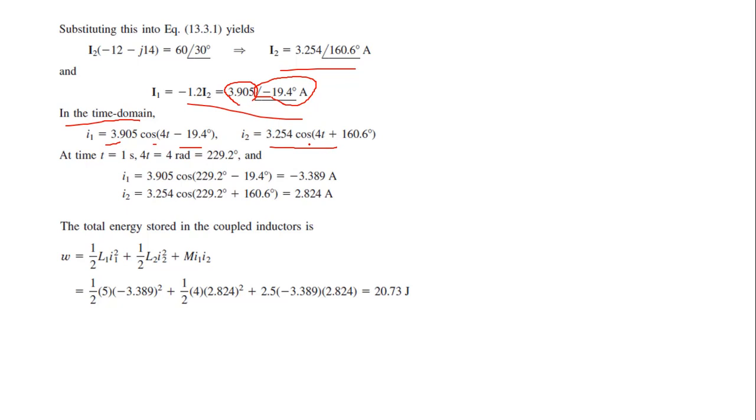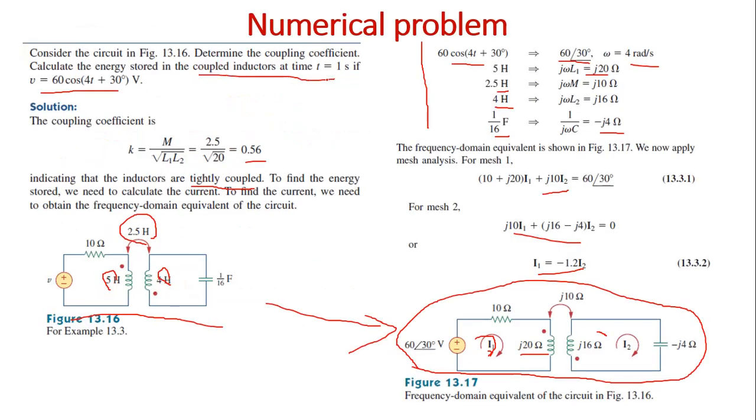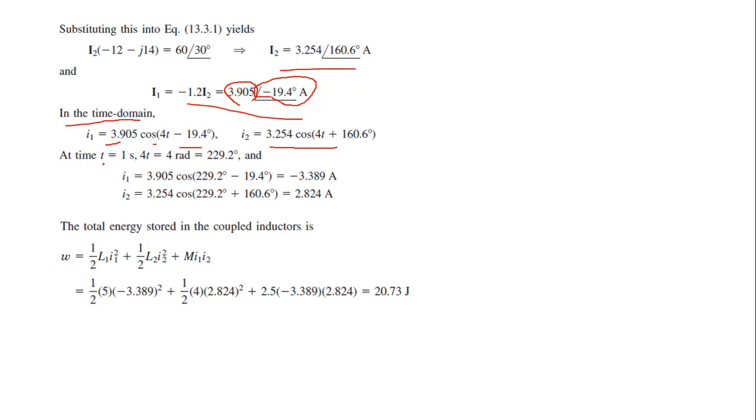Now what have they asked? They have asked for the energy stored at time t equal to 1 second. So substitute the value of t, t equal to 1 second. Here they have given us 4t. 4 is omega, right? And the unit of omega is radians per second. So 4t is 4 radians per second times the value of t, 1 second. So you will get 4 radians.